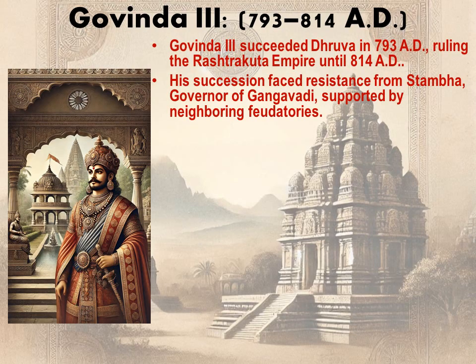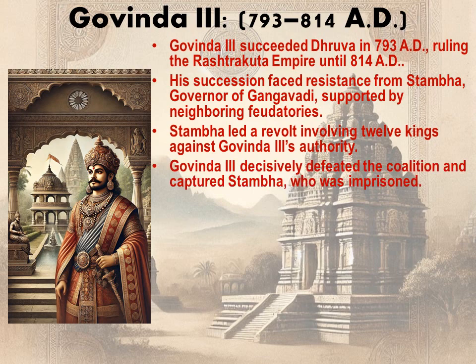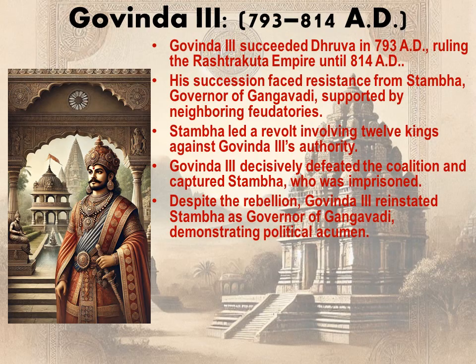His succession faced resistance from Stambha, the governor of Gangavadi, supported by neighboring feudatories. Stambha led a revolt involving 12 kings against Govinda III's authority. Govinda III decisively defeated the coalition and captured Stambha, who was imprisoned.